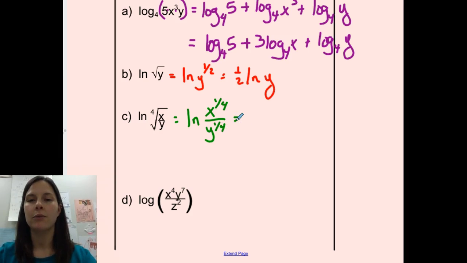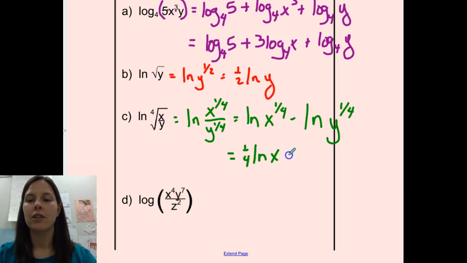We're going to split up that root and change it to a power so that we don't lose the fact that that 1/4 is going to go on both logs when we split this up. Next, we'll split it up using our division rule, which means we will subtract, again, add in that extra log. And finally, we'll use our power rule, bring those powers down as coefficients.